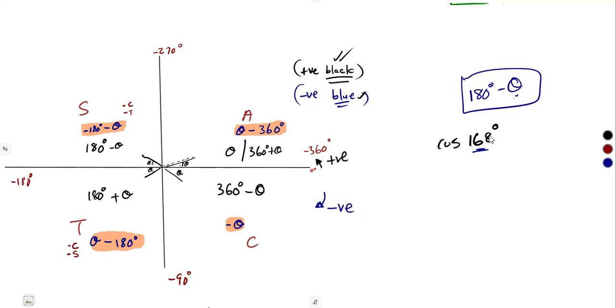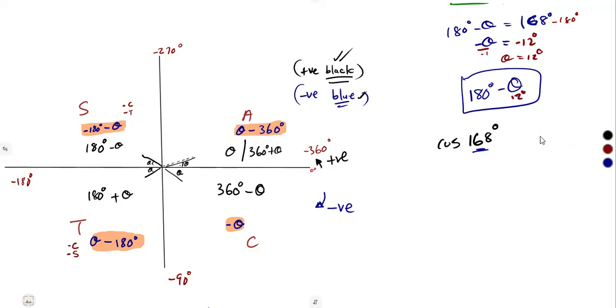Remember, guys, your concept: 180 degrees minus theta is equal to 168, so that you can find theta. Minus theta is equal to 168 minus 180, which gives us minus 12 degrees. Then we divide by minus 1 on both sides. Theta is 12 degrees. This one is 12 degrees.